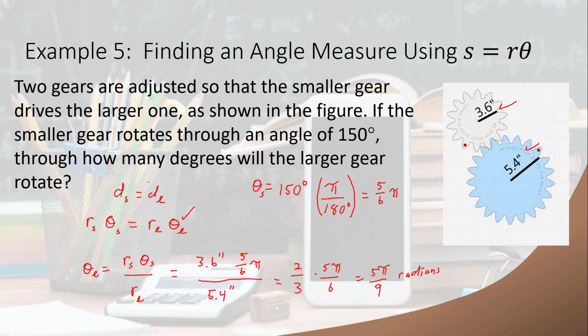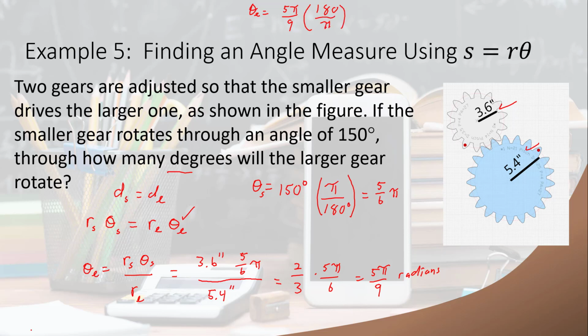Of course, we need to put this into degrees. And how can we do that? Well, we can actually take our value of 5 pi over 9 radians and multiply that by 180 over pi. So we have that theta L is equal to 5 pi over 9 radians. We need to convert that to degrees. We can do that by multiplying this by 180 over pi.